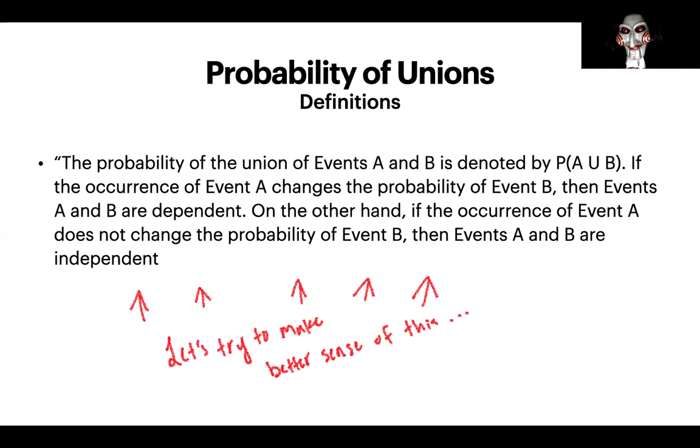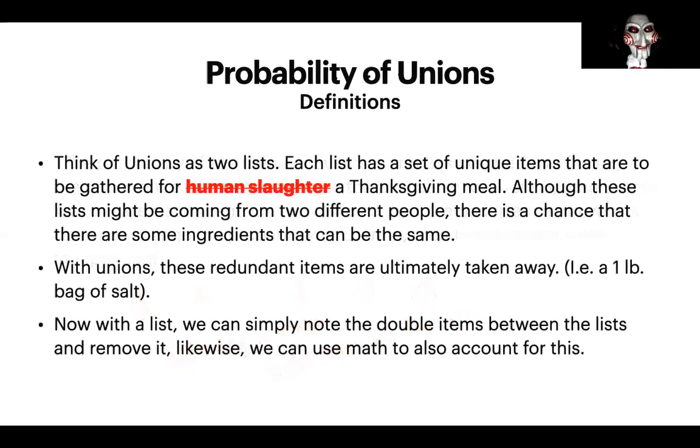Okay, so let's go into the following example. Think of these unions as a set of lists. Each list has unique items that are to be gathered for a Thanksgiving meal. Although these lists might be coming from two different people, there's a chance that some ingredients can be on both lists. Now, if we just simply take a look at the lists, we can pick and choose where our redundancies are. However, thanks to unions, or probability of unions, we're able to do this mathematically.